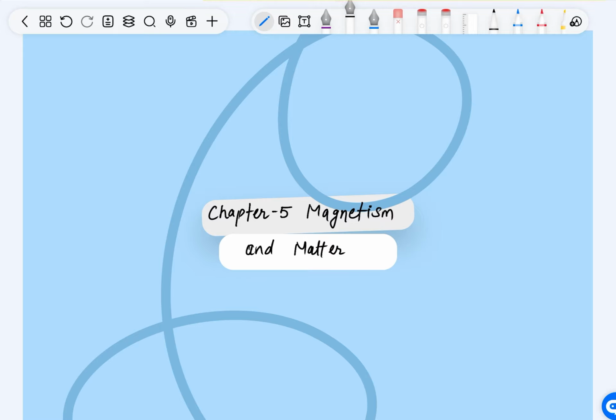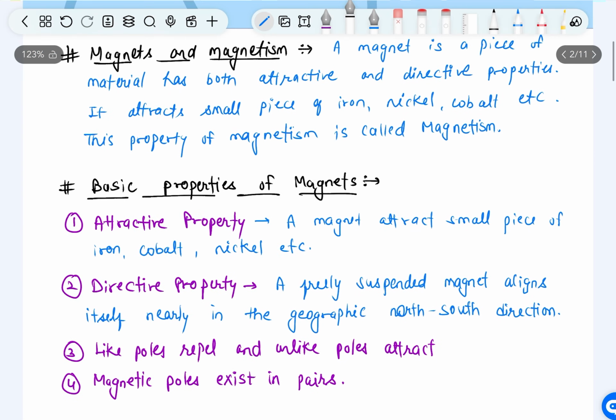So this is chapter 5 of physics class 12, that is magnetism and matter. This is the formula sheet, or you can say these are the short notes to revise the chapter. So let's get started. The first topic is magnet and magnetism.